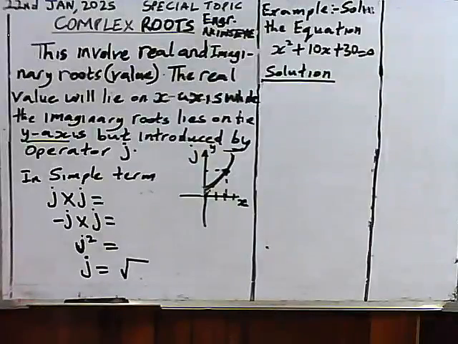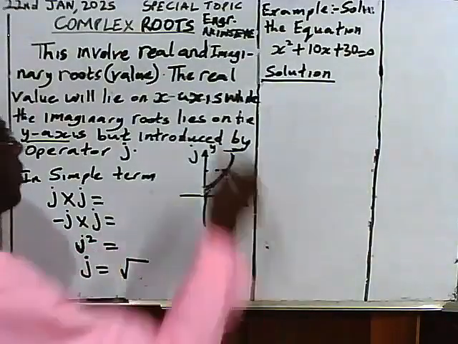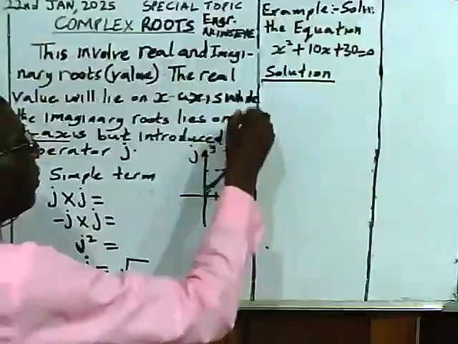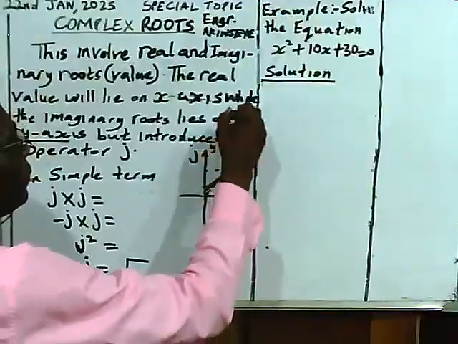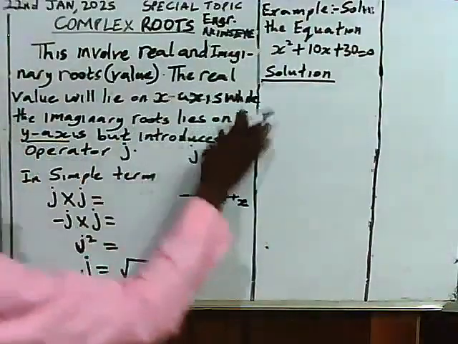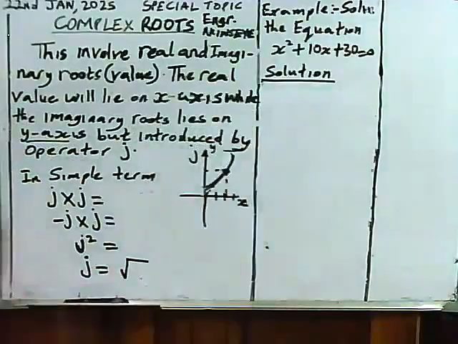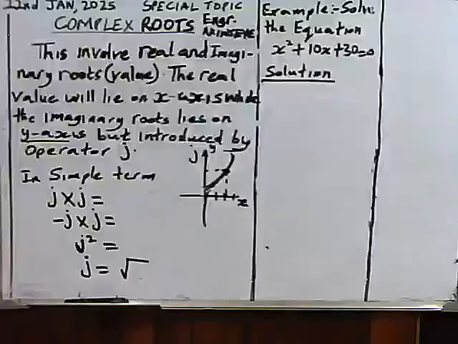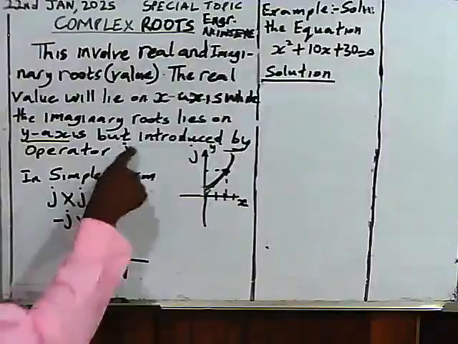We want to look at a complex root. This involves, that is, the complex root involves the real and imaginary values. The real value will lie on the x-axis, while the imaginary root lies on the y-axis, but introduced by the operator J.